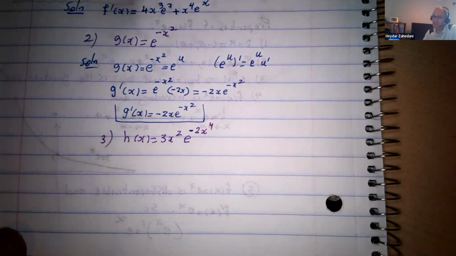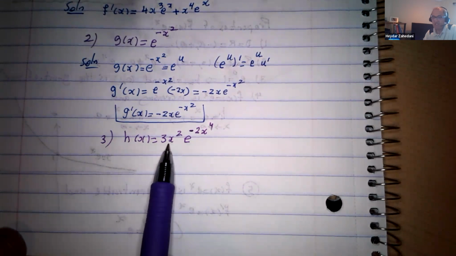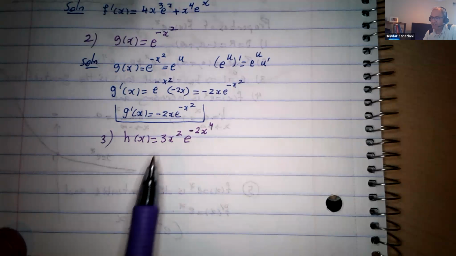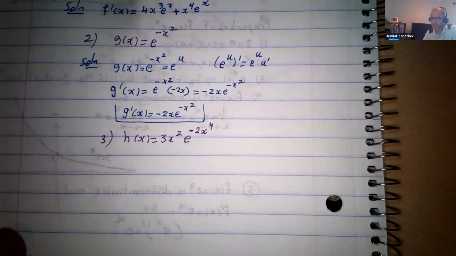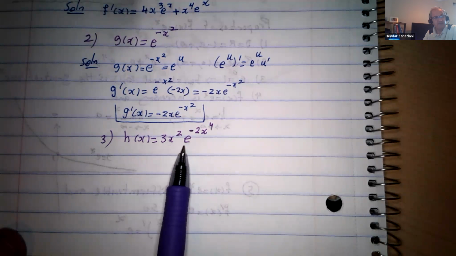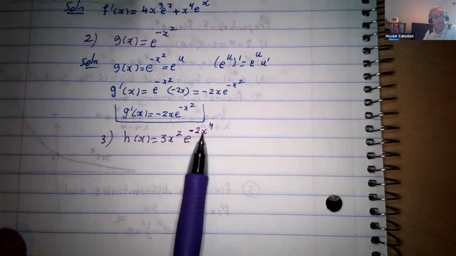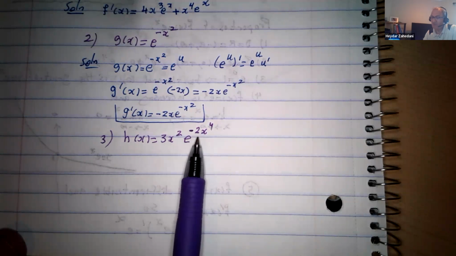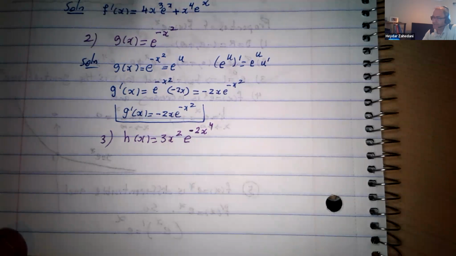So to start with, this is a product of two functions. The first function is 3x squared, the second function e to the negative 2x to the 4th. So we have to apply the product rule. Derivative of the first is easy, 6x times the second. But derivative of the second times first, it's an e function. It's not e to the x. It's e to the something else. So for the second one, you have to treat it as e to the u when you differentiate it.